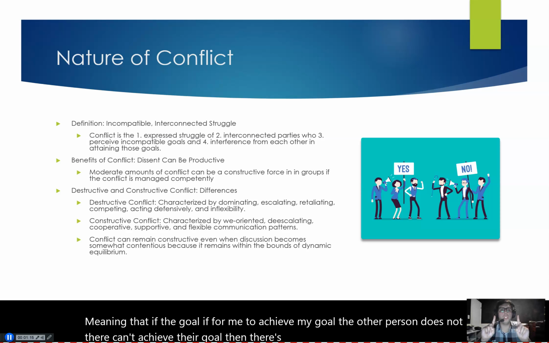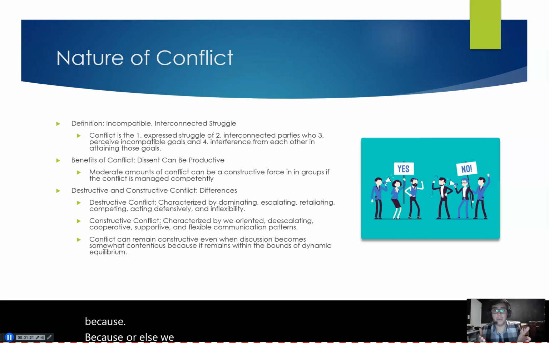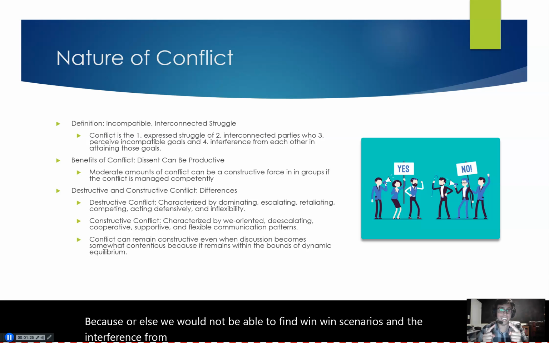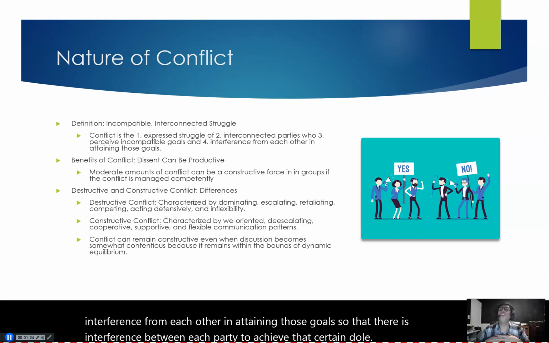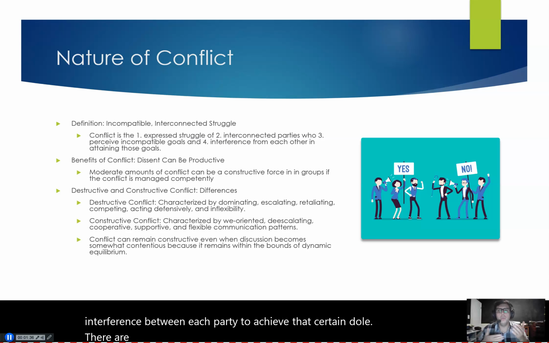But it is perceived, because or else we would not be able to find win-win scenarios. And the interference from each other in attaining those goals, so that there is interference between each party to achieve that certain goal. There are great benefits to engaging in conflict.